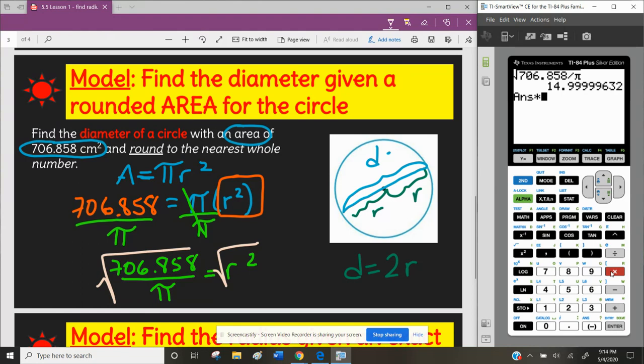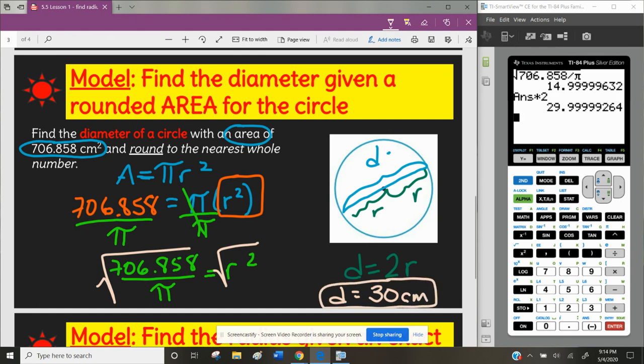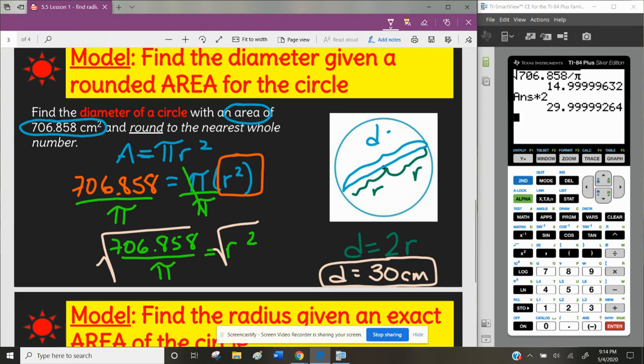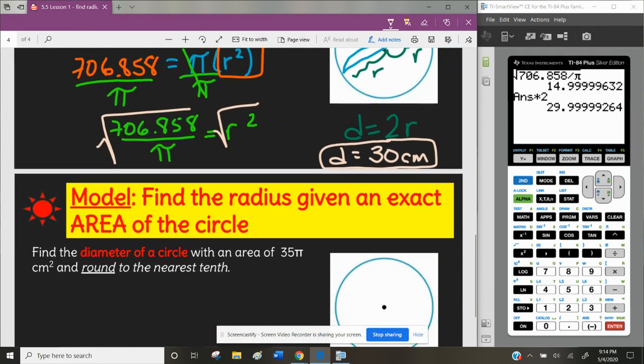In my calculator, I'm going to multiply that times 2 because I want the diameter. And so I get a diameter to the nearest whole number of 30 centimeters. So all we're doing is working backwards. The only difference is if we want to find the radius, we would stop after we take the square root.